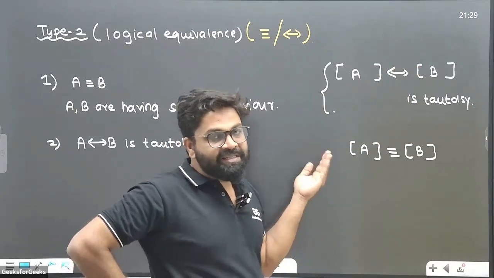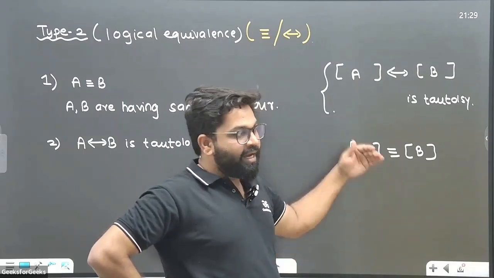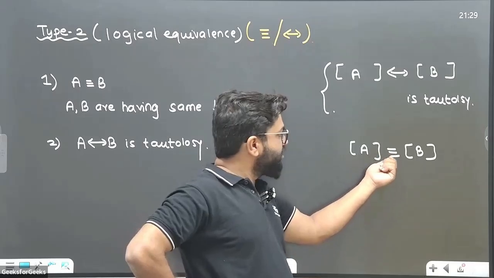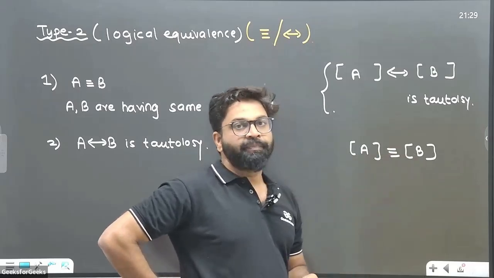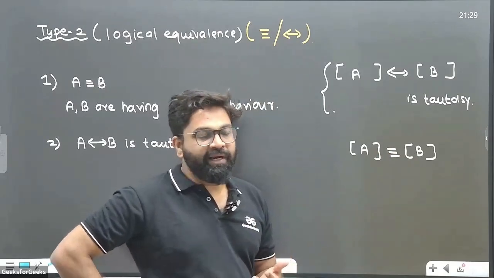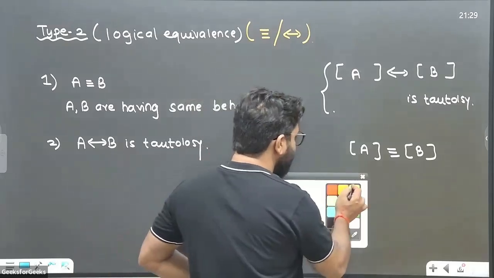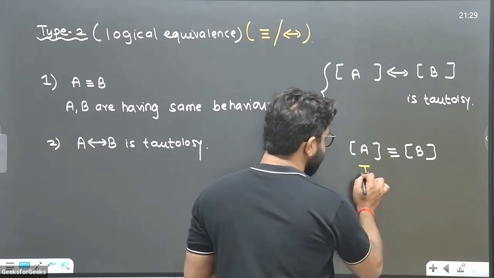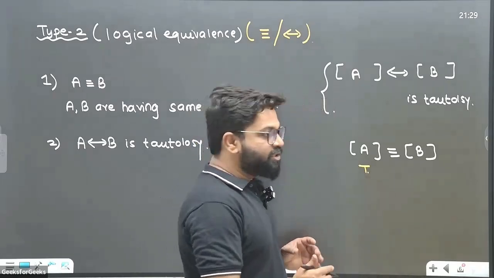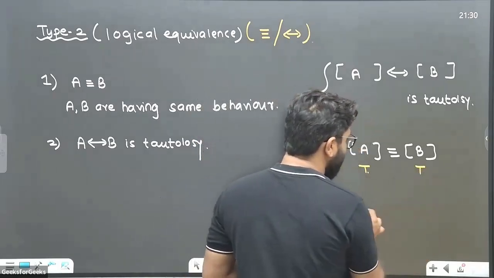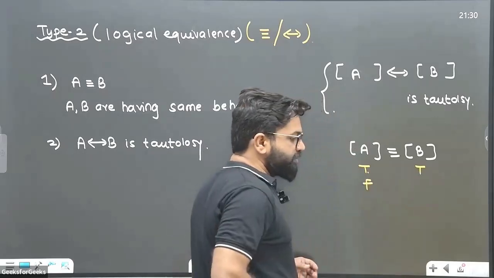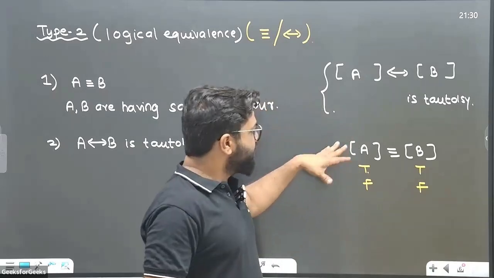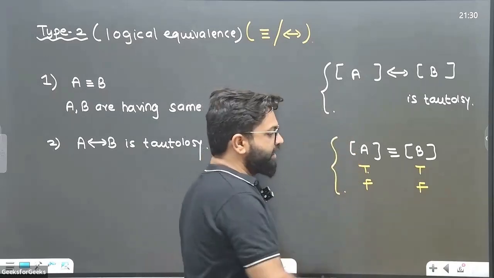Now, if they ask a question like this, another way of understanding it is that this expression is logically equivalent to this expression. What is the meaning of logically equivalent? Logically equivalent means they always have the same behavior. That means in any case, if this whole expression is true, then this must also be true. If this whole expression is false, then this statement will also be false. So this is another way of proving it.